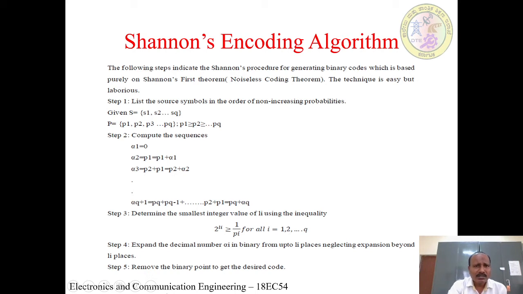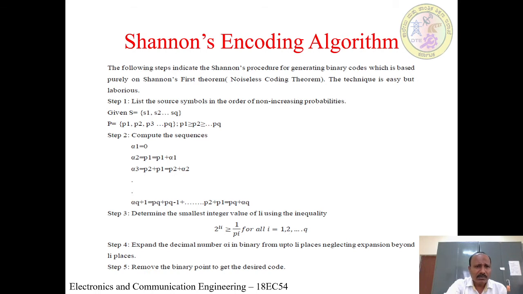By using Shannon's encoding algorithm, these are the steps we have to consider while constructing the codes. The first step is to list the source symbols in the order of non-increasing probabilities. In whichever order the source symbols are emitted with their respective probabilities, the first thing we have to do is arrange them in non-increasing probabilities, meaning in decreasing order.